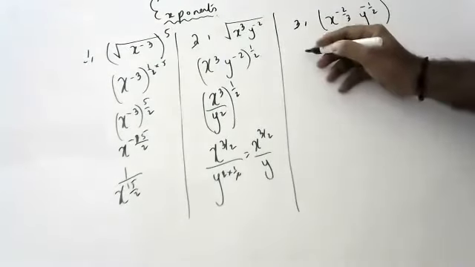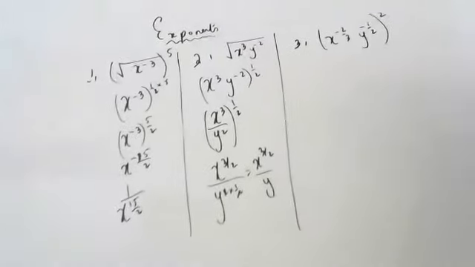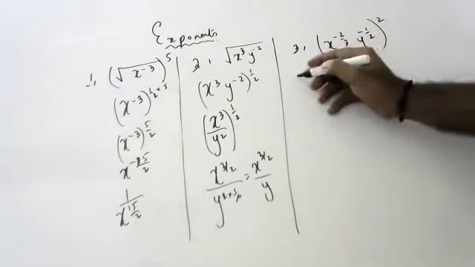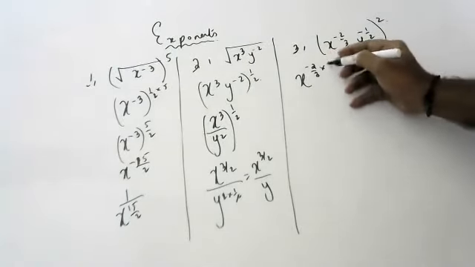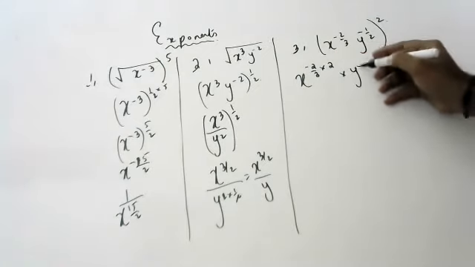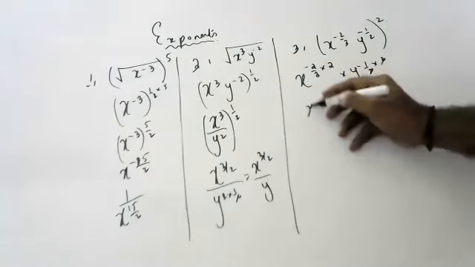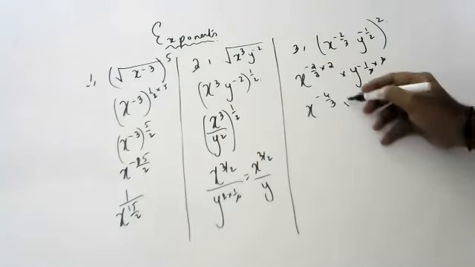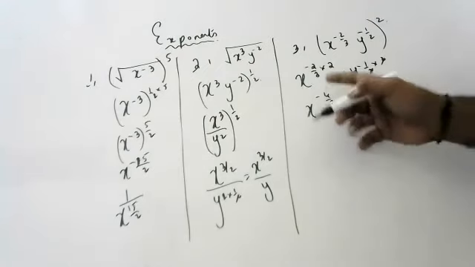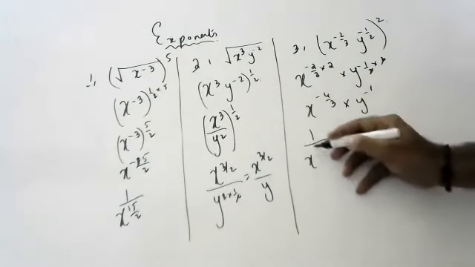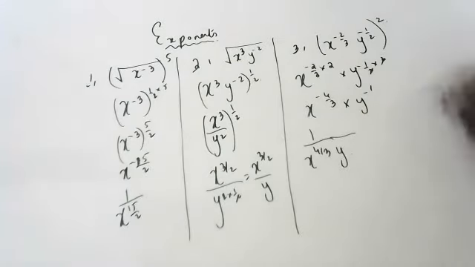Sir, I cannot see the whole part of that sum, sir. Can you move? Yes, sir. X to the power minus 2 by 3 into 2, y to the power minus 1 by 2. So this minus, if you want to remove, you have to go down, children. And this way, if you want to remove, you have to go down, children.